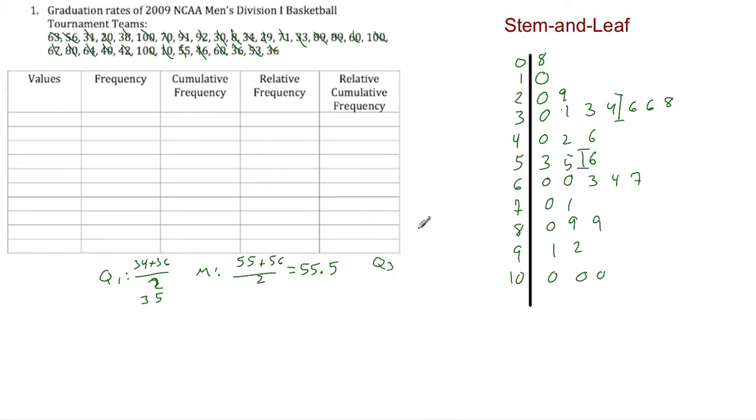And so Q3 would be the 8th value in the top half. So 1, 2, 3, 4, 5, 6, 7, 8. So what's halfway between 71 and 80? So 71 plus 80 divided by 2. That's going to give me the quartile. So 71 plus 80 divided by 2, and that's going to be 75.5.